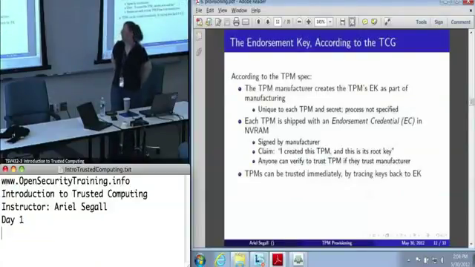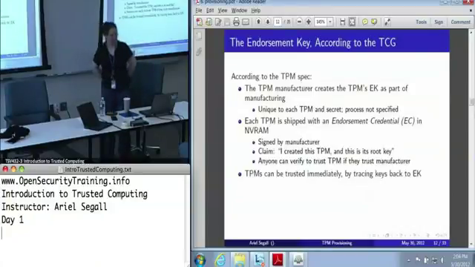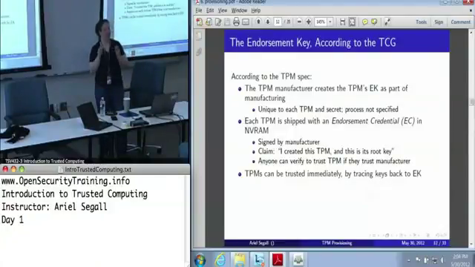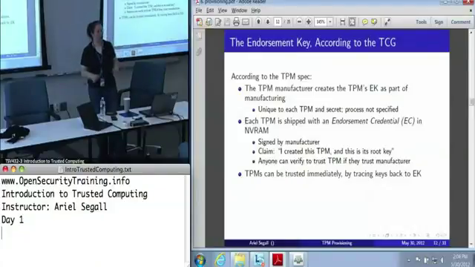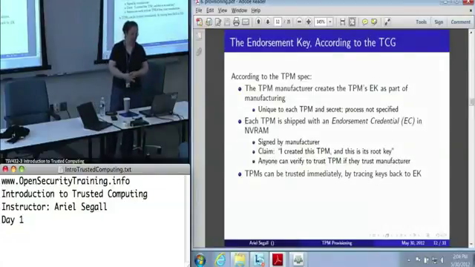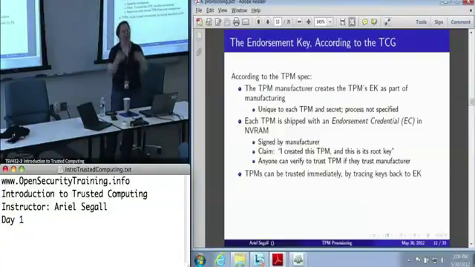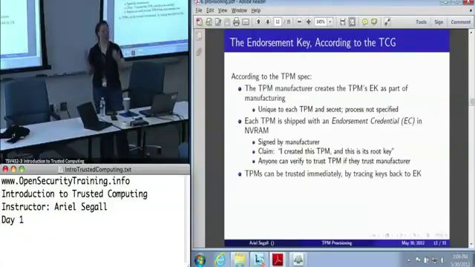So where does it come from? According to the Trusted Computing Group, in their beautiful little specification of 600 pages, the TPM, it's actually more like 8, the TPM manufacturer creates the endorsement key as part of the manufacturing process, either by having the TPM generate it itself, or by creating the key off of the TPM and injecting it. The TCG doesn't care which, as long as the key is unique to the TPM. The manufacturer would create an endorsement credential that it would put into the non-volatile storage of the TPM, which basically says, as manufacturer, I created this TPM and this is its endorsement key.